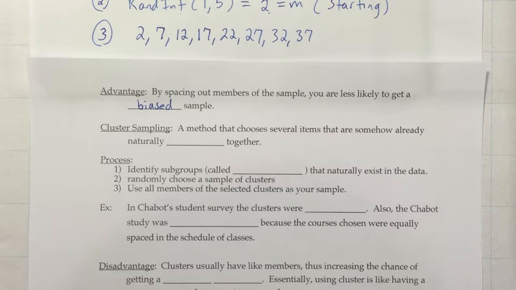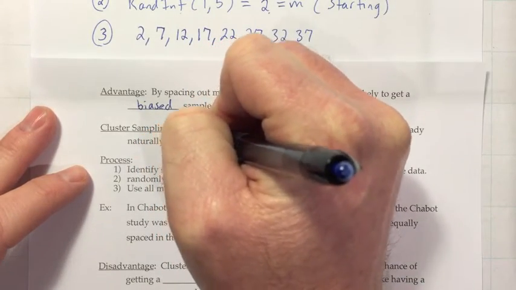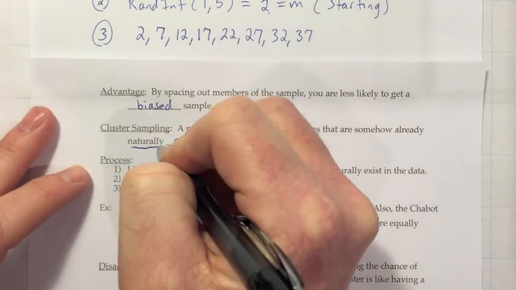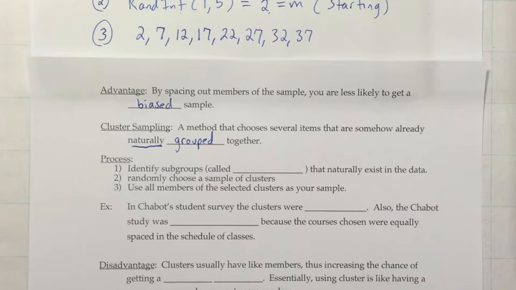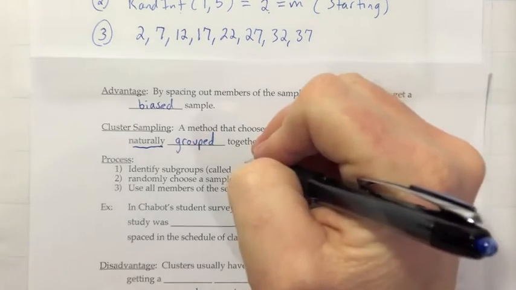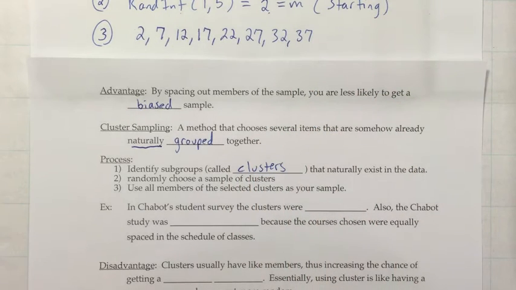All right, so on to another alternative called cluster sampling. This is a method that chooses items that are somehow already naturally grouped together. Even though we're filling in the word grouped, the word naturally is important too. You're not throwing things into groups. Those groups already exist. And with cluster sampling, you're just making a choice. Instead of choosing individual items, I'm going to choose them as bigger groups and get to my total sample size a little faster. So the process is to identify what the subgroups are. That's what we're going to refer to as our clusters. And those should naturally exist in the data set already.